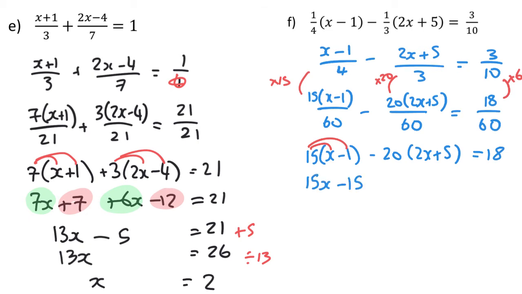Then the next bracket, what we actually have is the minus 20 outside of it. So what we need to do is multiply everything inside the bracket by minus 20. So minus 20 times 2x and minus 20 by 5. And we get minus 40x and minus 100. And that equals 18. So collecting the like terms.